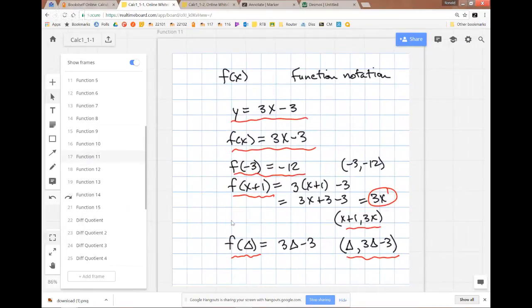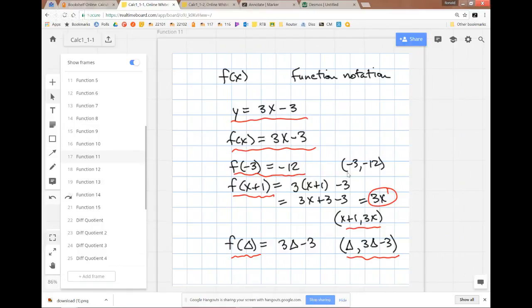So I just have another example here. Y equals 3 minus x. F of x equals 3x minus 3. And then what's f of -3? You just literally substitute in for x a -3. 3 times -3 is -9. And -9 minus 3 would be -12. Again, notice, neat notation. F of -3 is -12.